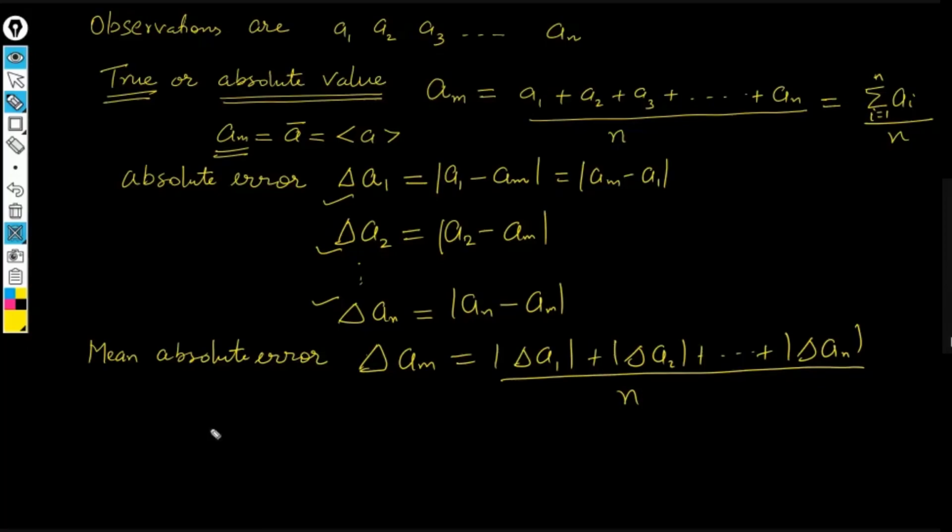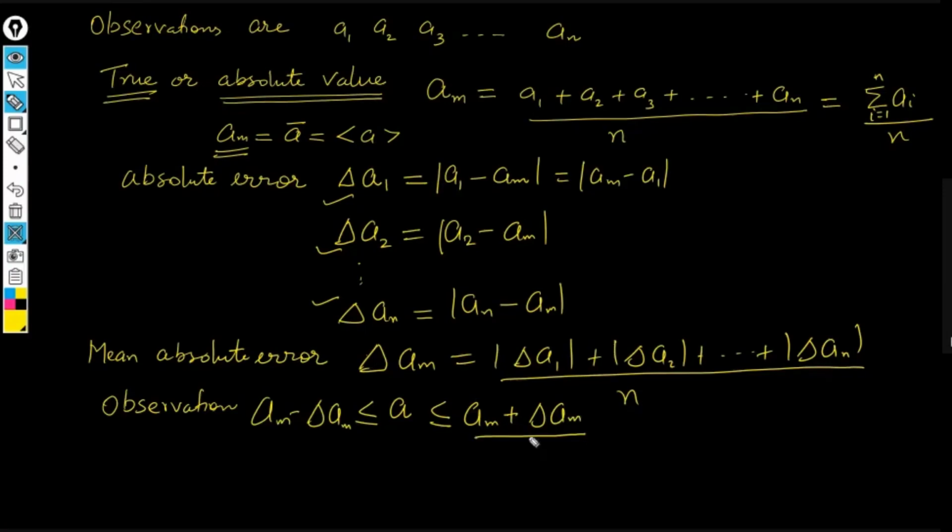Now remember that whenever we take any observation, let's say A, it will always be greater than or equal to A mean minus delta A mean, and less than or equal to A mean plus delta A mean. So this will be the maximum value, this one the minimum value, and this is the observed value. Correct?